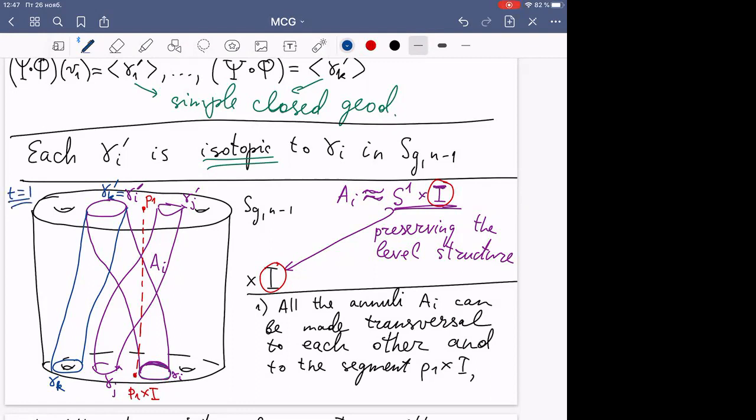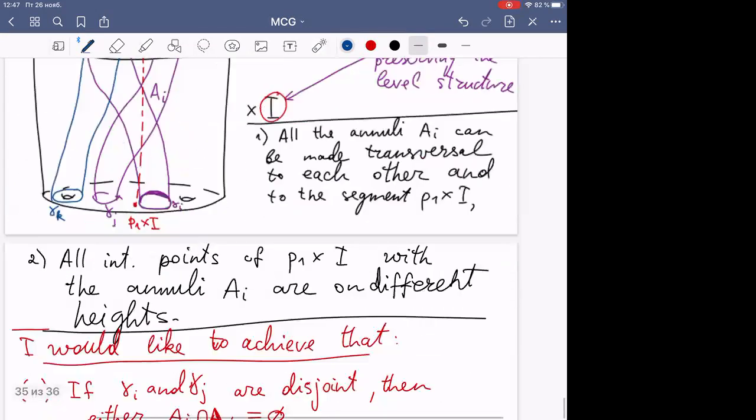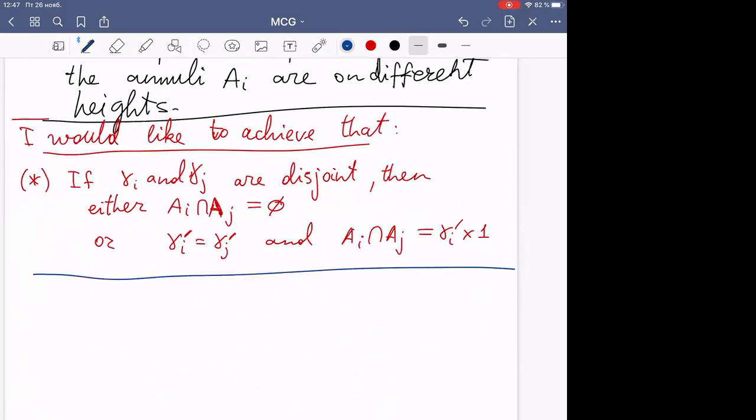Okay, so this condition is not true automatically. So it is our goal to achieve this. We will change the annuli so that this condition is satisfied.